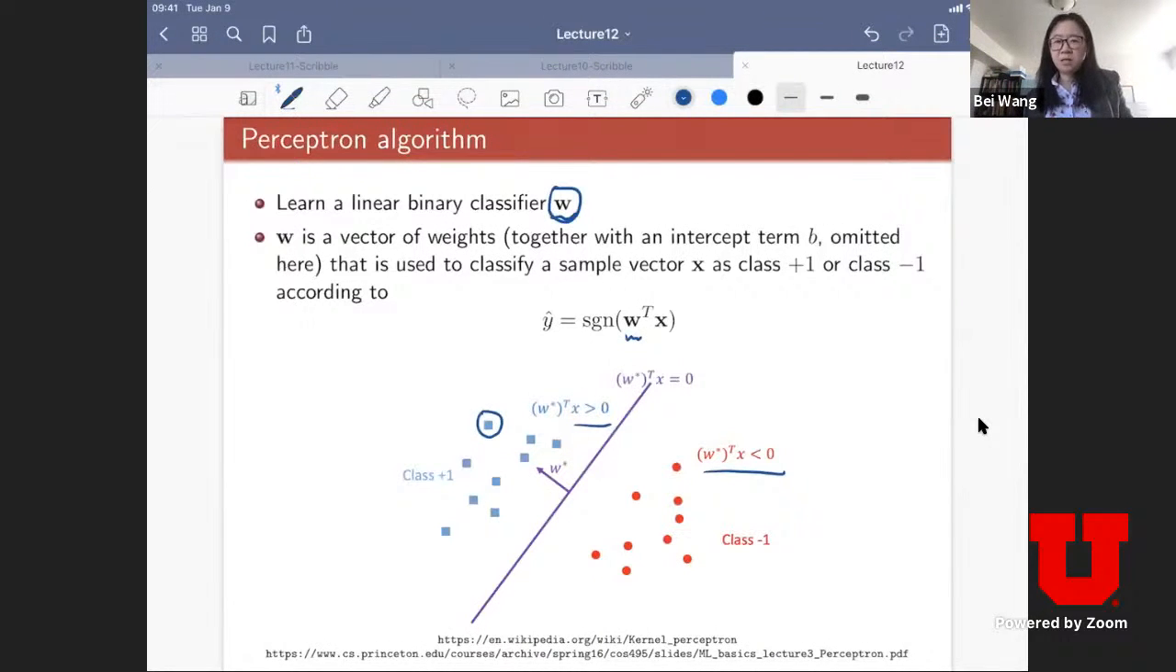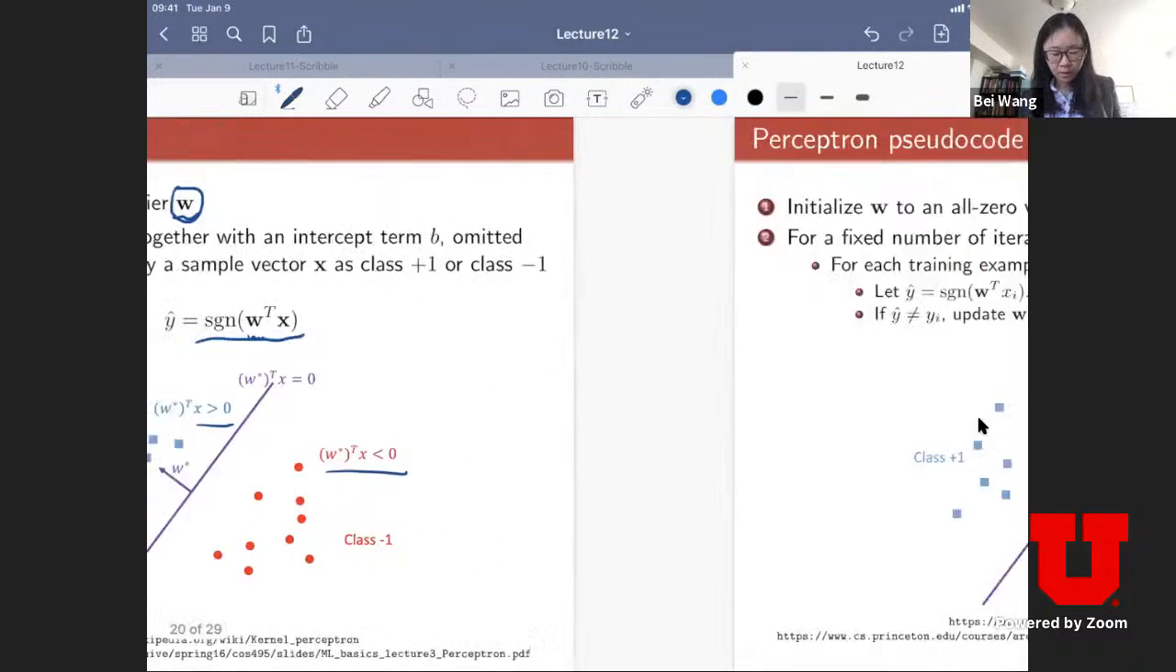What does this sign really mean? It's really a way to judge, in high dimensional space, which side of the hyperplane my current point is on, above or below. That is really what this sign operation is.